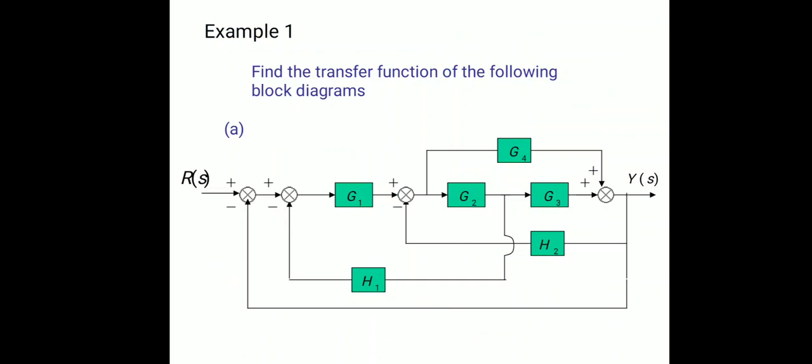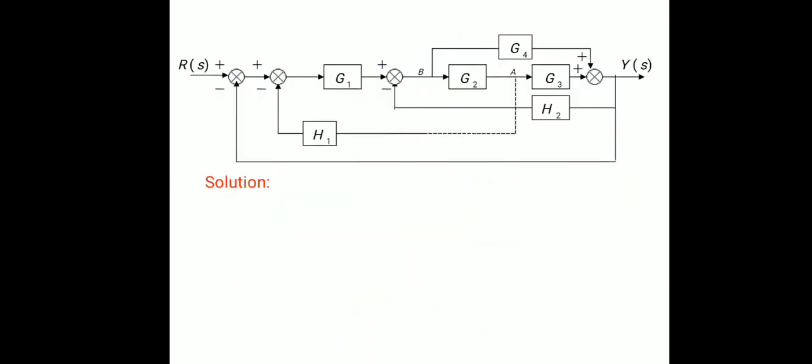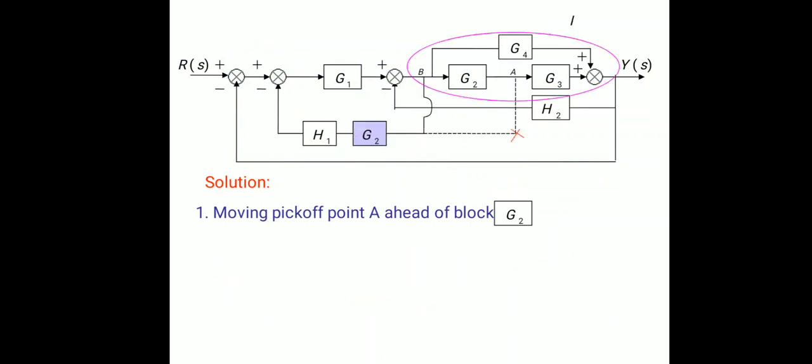So what we can do is shift the takeoff point before the block or after the block. Let's see the solution. We are going to shift the takeoff point A before the block G2. As we have shifted the takeoff point before the block G2, the block gain G2 will be added to the shifted takeoff branch, which will be in series with H1.